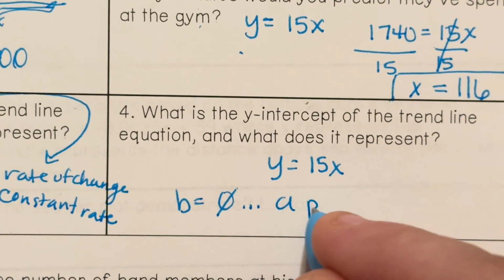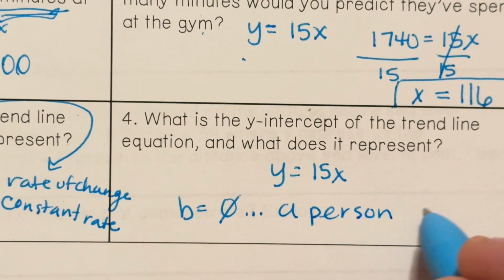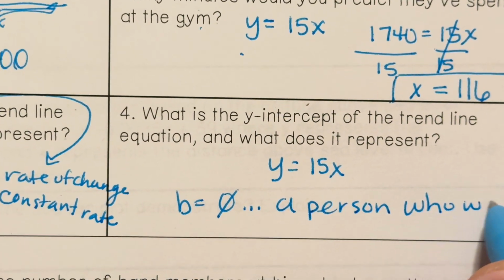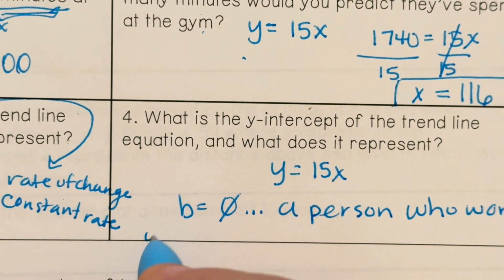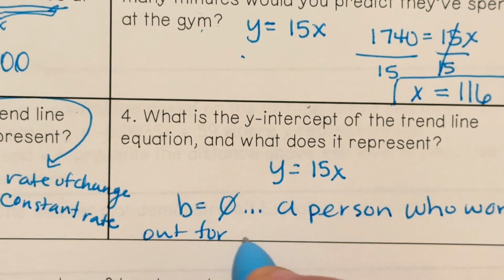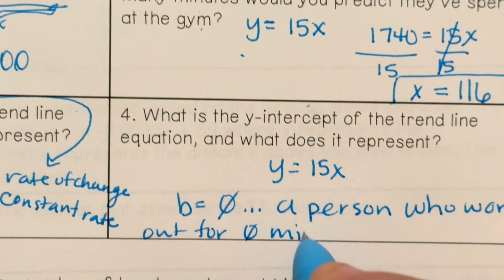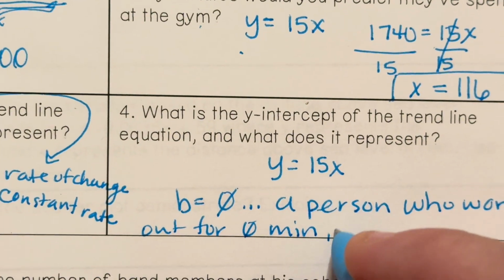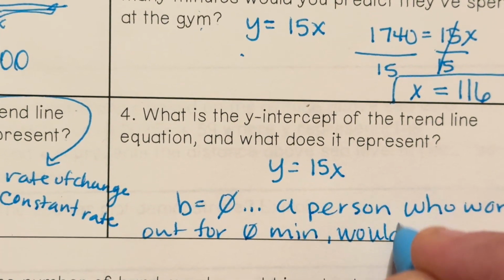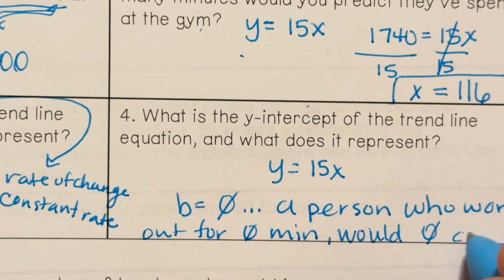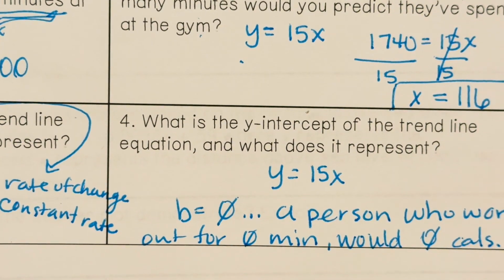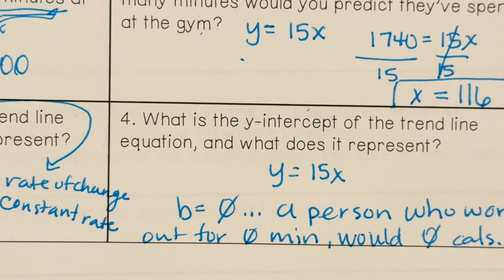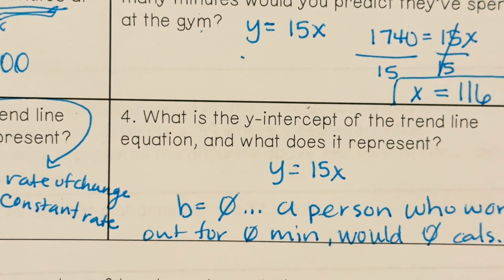That a person who works out for 0 minutes, what's going to happen, boys and girls? They would burn 0 calories. Okay? All right, perfect.